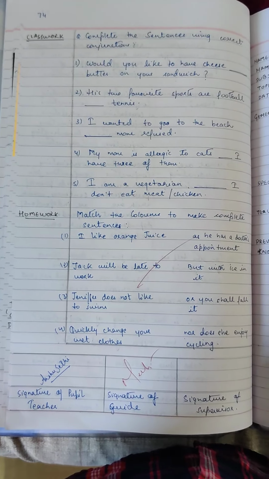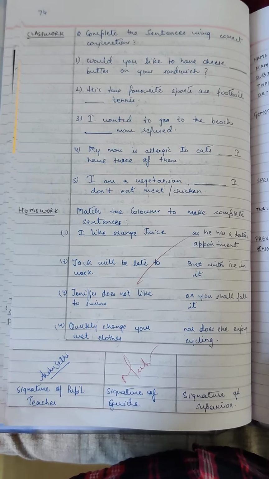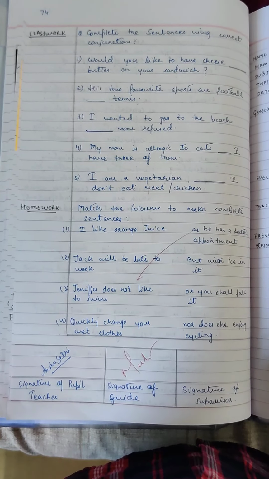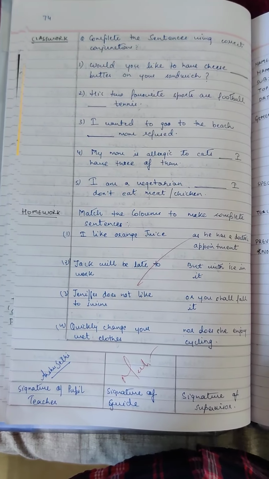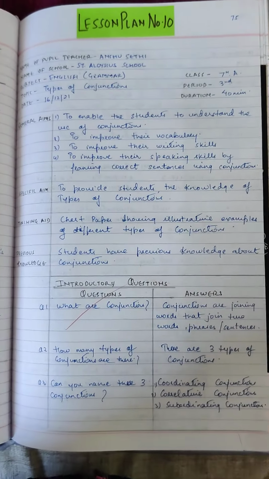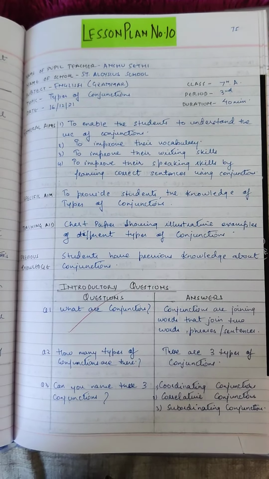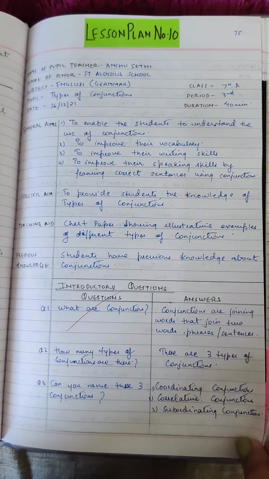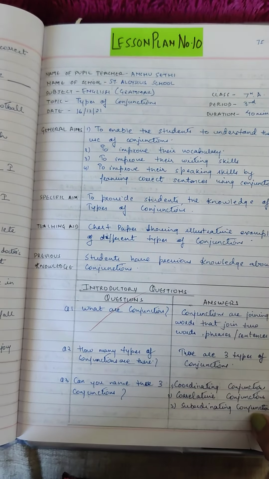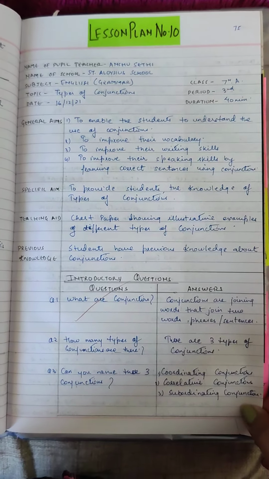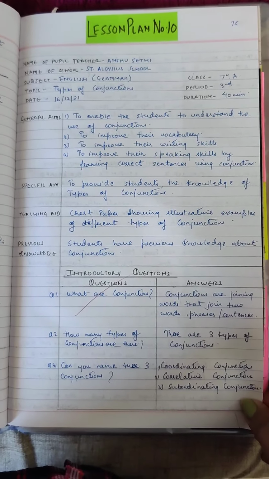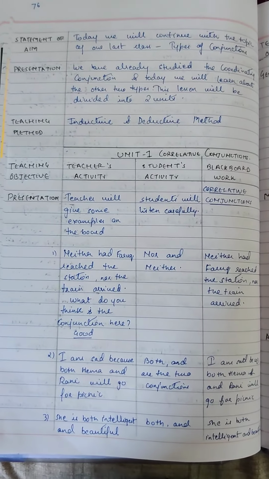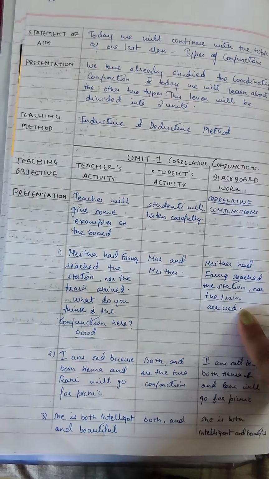Then comes the homework where you can use match the columns question, and then this lesson plan ends with the signatures. Now the next part of conjunction is explained in lesson plan number 10. So I am sharing both the plans together. The pattern is the same. First the aims, general, specific aim, then teaching aid, then previous knowledge, then introductory questions will come. Then comes the statement of aim. The whole pattern will be the same.